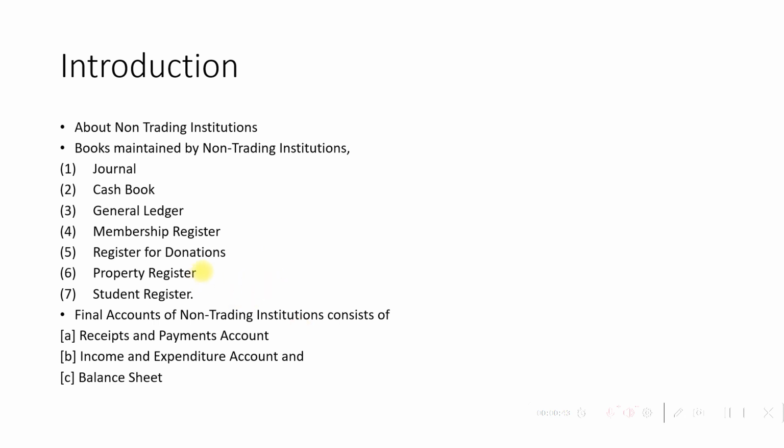Also, the final accounts of non-trading institutions may consist of receipts and payment account, which we will see what it is, income and expenditure account and balance sheet.